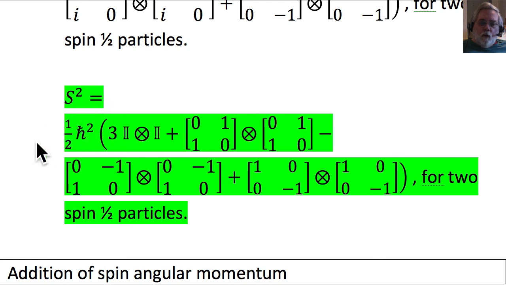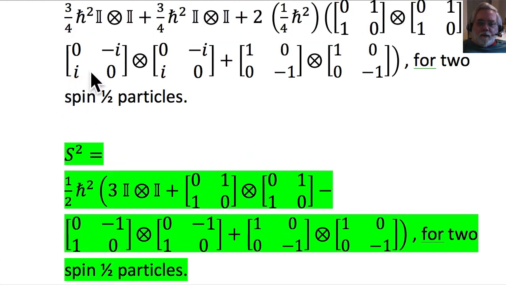S squared equals 1/2 h bar squared times a big parentheses, 3 times identity tensor identity, plus sigma x tensor sigma x, minus, now here I've changed it from sigma y. I've pulled out this I and this I so that I could turn it into minus and get rid of the imaginary number. So minus this real matrix tensor product with this real matrix plus sigma z tensor sigma z.